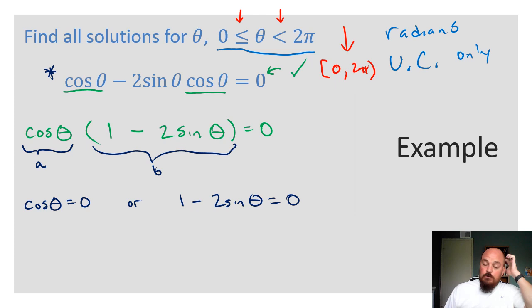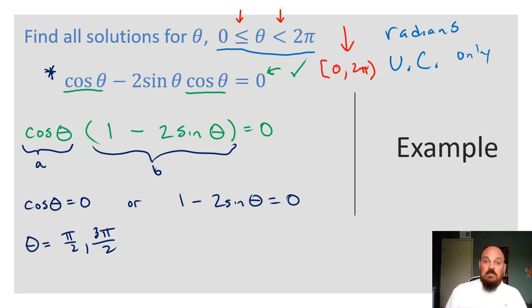Now the first one is already ready to solve. We have cosine theta equals 0. Let me get my answers for theta. So I look back at my directions, I realize, okay, I'm doing radians, and I'm doing unit circle only. So I'm going to get two answers. There's two places where cosine equals 0. It's the very top and the very bottom of the unit circle. That would be pi over 2 and 3 pi over 2. So I got two answers so far, but I might get more answers from the second one. So let's go finish that one.